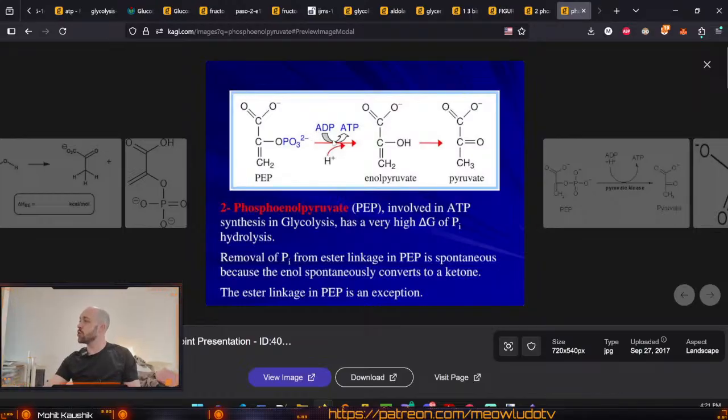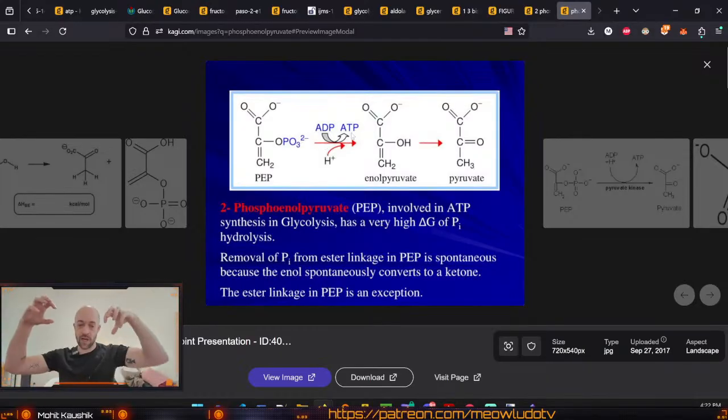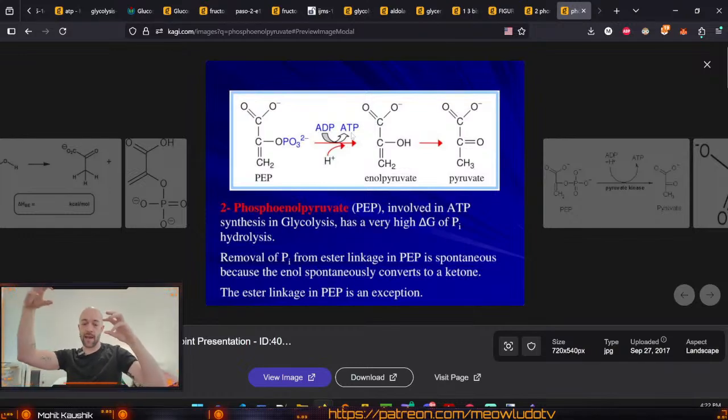What we're going to do is chop it off and add it to an ADP in an acidic environment. Super easy. That's going to be an energetically favorable reaction. We're going to take some of the free energy that's stored in the bond between the P and the O, and we're just going to move it across to change an ADP into an ATP.